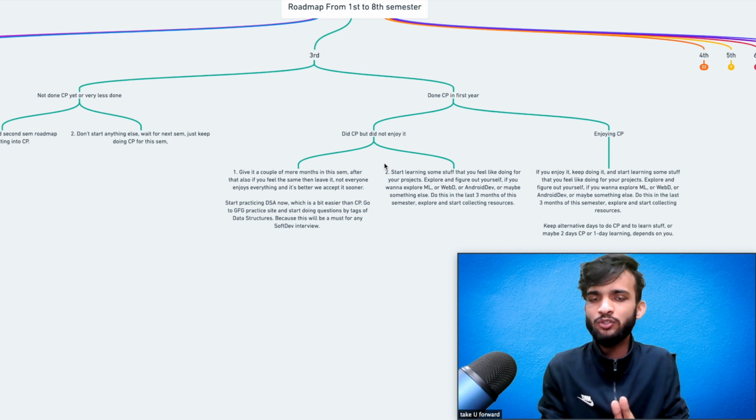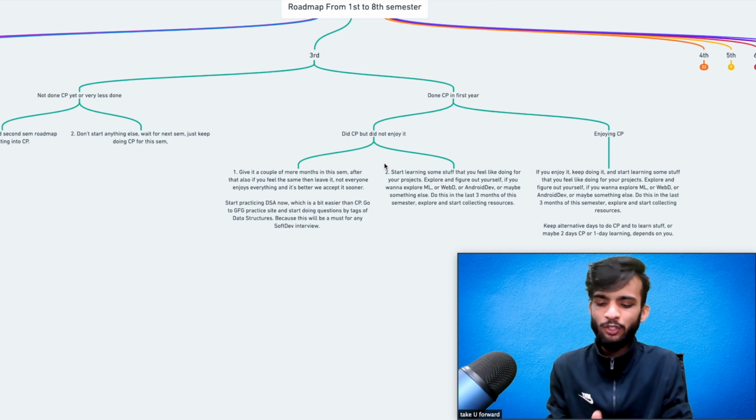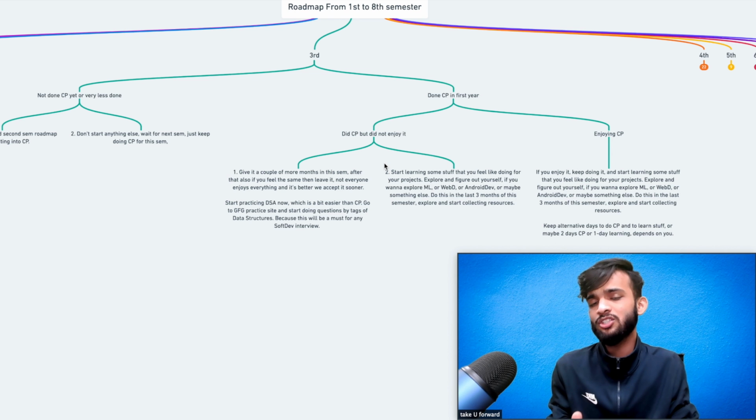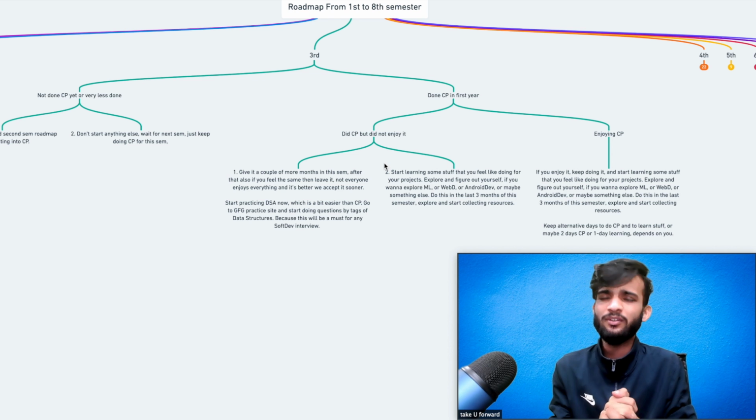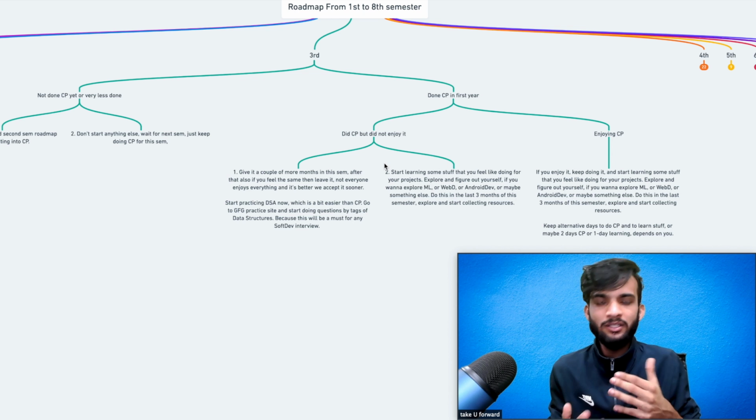Now, generally the interviews are based on data structures and algorithms and not competitive programming that much. The reason we do competitive programming is because that helps us improve our problem solving skills in such a way that we can easily solve the problems on LeetCode or GFG or something else.